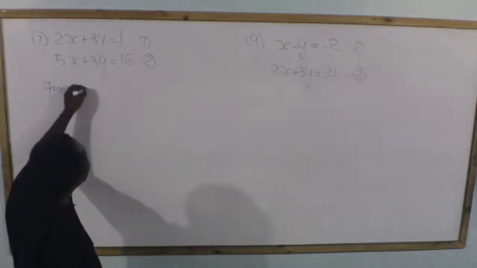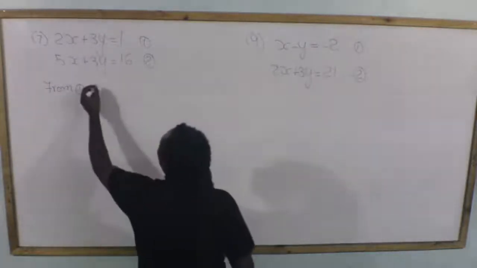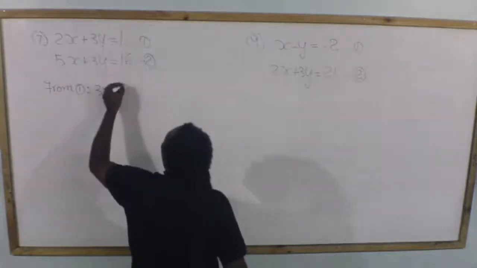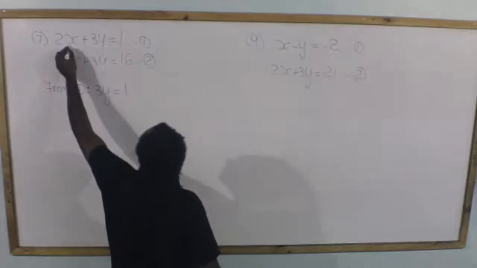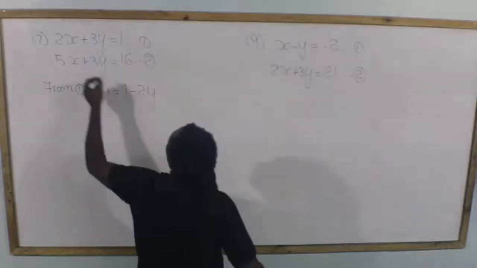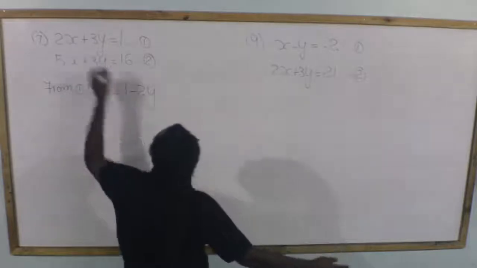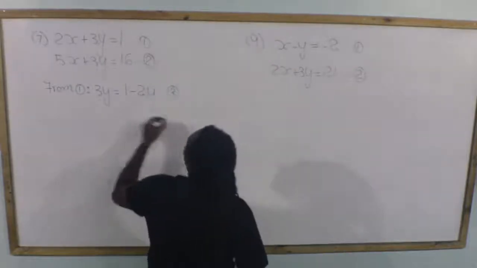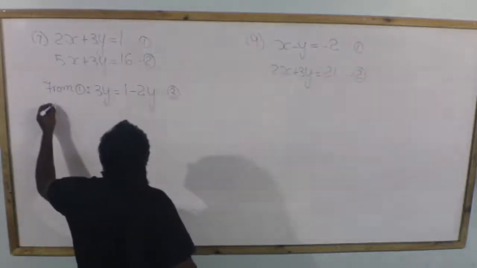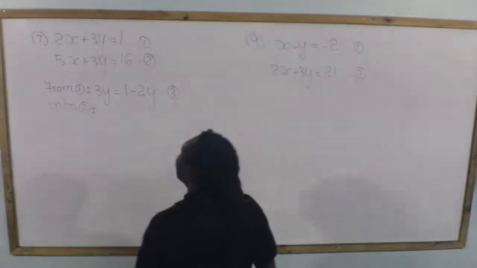It's a long time since we have taken from equation 1. From equation 1, we're going to use 3y again. So 3y is equal to, easily in this case, 1, and then this 2x we're going to eliminate from that side by subtraction, minus 2y. So 3y is equal to 1 minus 2y, and that is your equation 3. From 1 we put into equation 2.